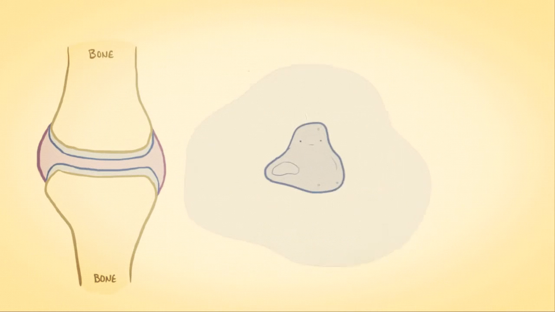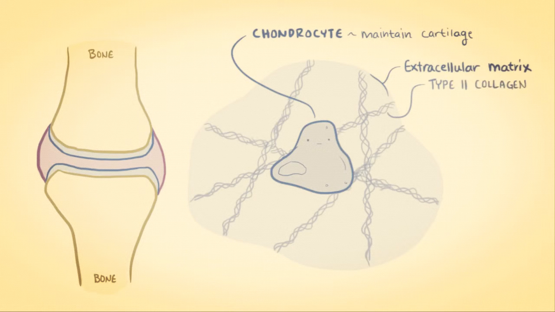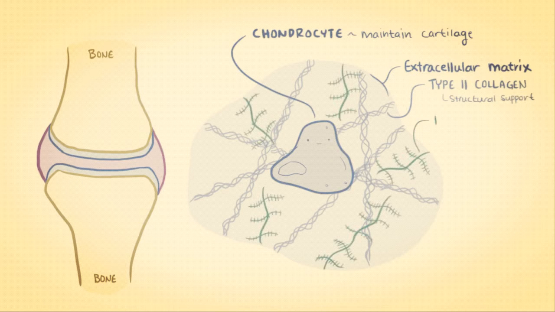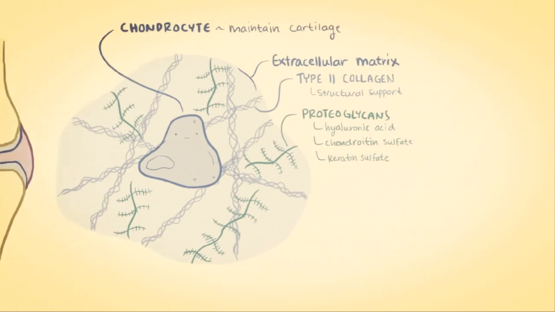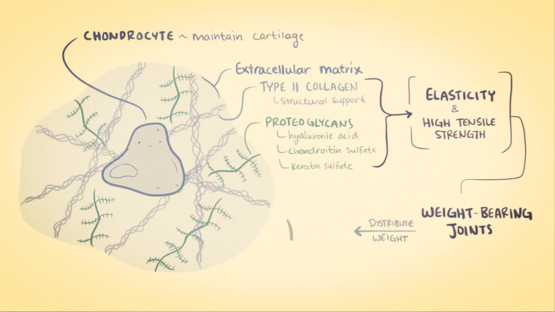Maintaining healthy articular cartilage is the chondrocyte's job, a specialized cell responsible for maintaining everything cartilage related. The chondrocytes produce and are embedded within a strong gel or extracellular matrix, which contains type 2 collagen, a protein that provides structural support, as well as proteoglycans, which are aggregates of protein and sugar molecules like hyaluronic acid, chondroitin sulfate, and keratin sulfate. All of these extracellular components give the cartilage elasticity and high tensile strength, which help weight-bearing joints distribute weight such that the underlying bone absorbs the shock and the weight. And these are joints like the knees, the hips, and the lower lumbar spine.